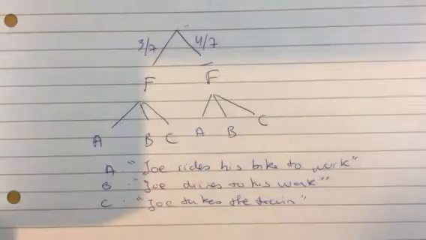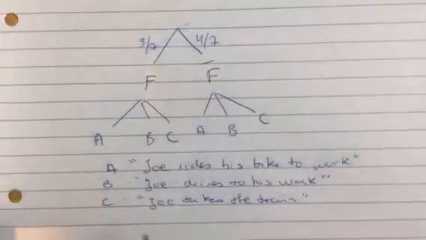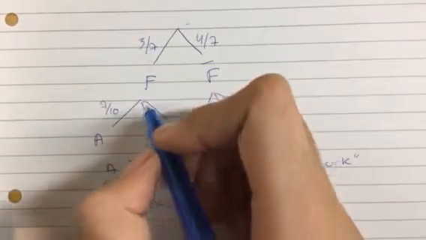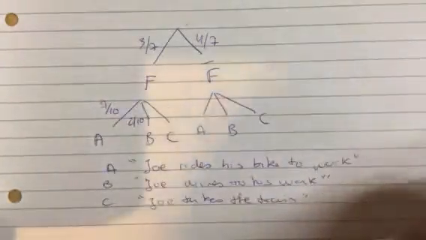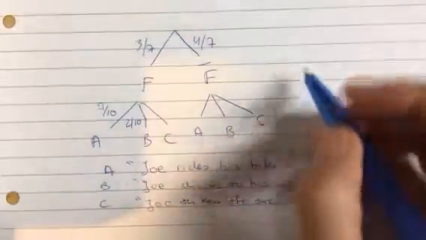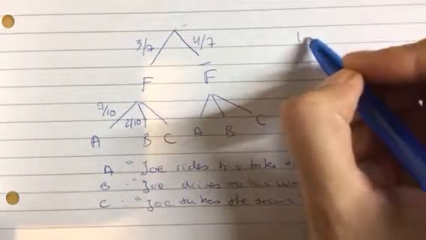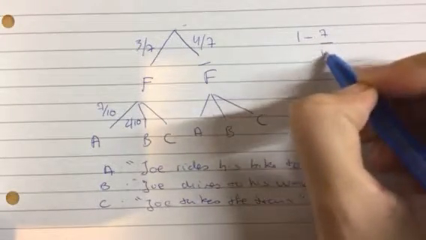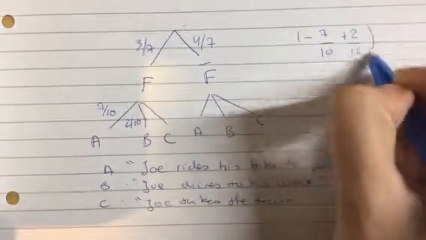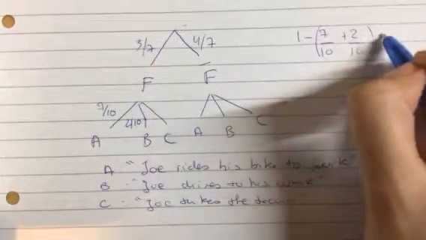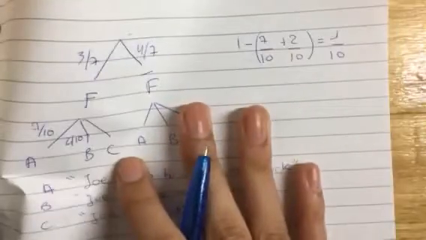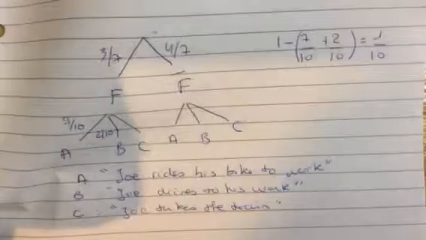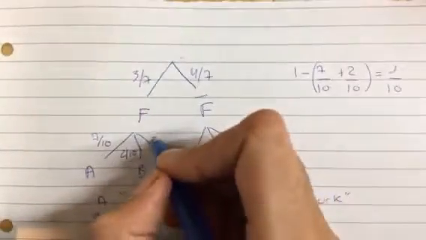Then we add the probabilities, which are 7/10, 2/10, and to find C, we do 1 minus (7/10 plus 2/10), and it equals 1/10. So we're going to add it here.